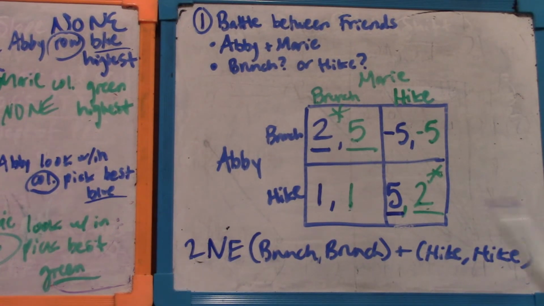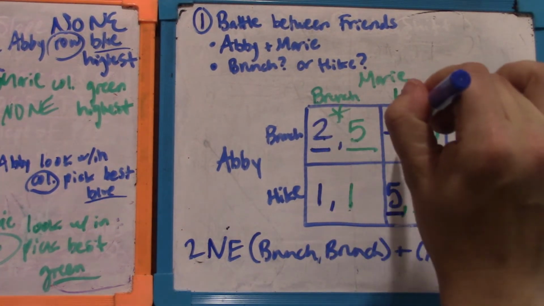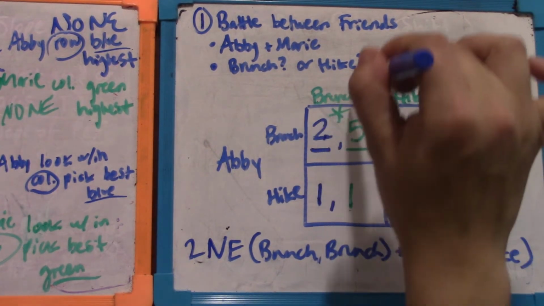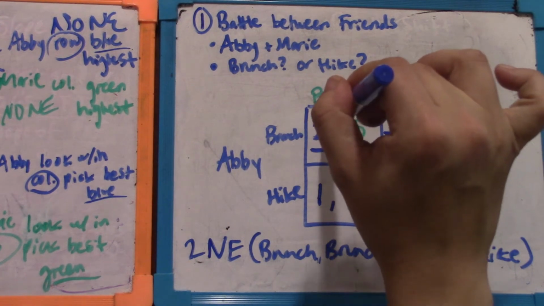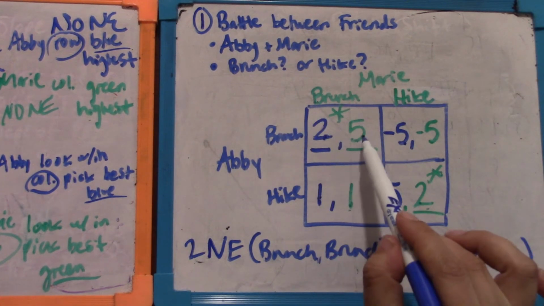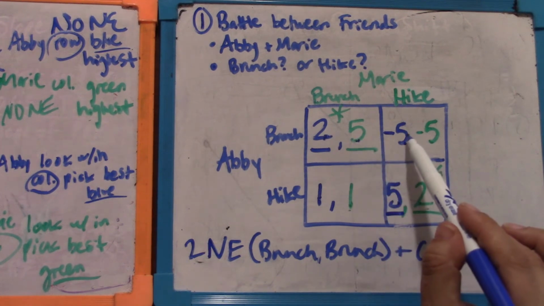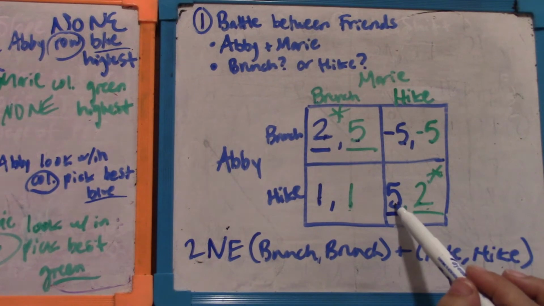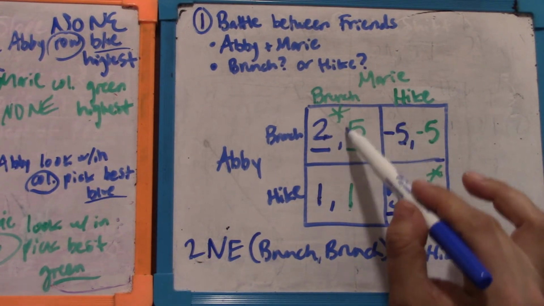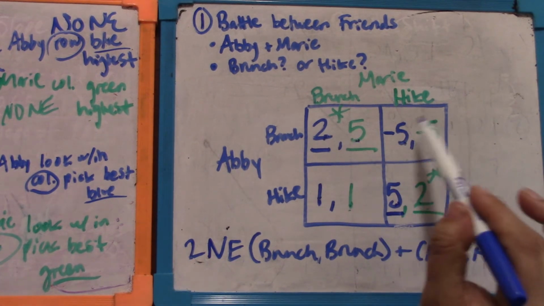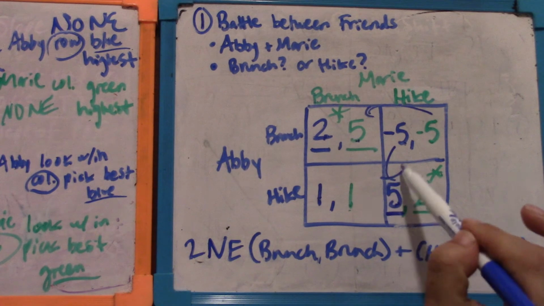Another way to check for Nash equilibria is to go square by square and ask, does anyone have an incentive to move from this place? So from brunch, given what Marie is doing, Abby does not want to move and lose 1 point. Marie does not want to move and lose 10 points. So this is stable. Hike is unstable because Abby would like to move and gain 10 points by hiking if Marie's hiking. Marie would also like to move and gain 10 points by going to brunch if Abby's going to brunch. This is not a stable point. People want to move out of it.